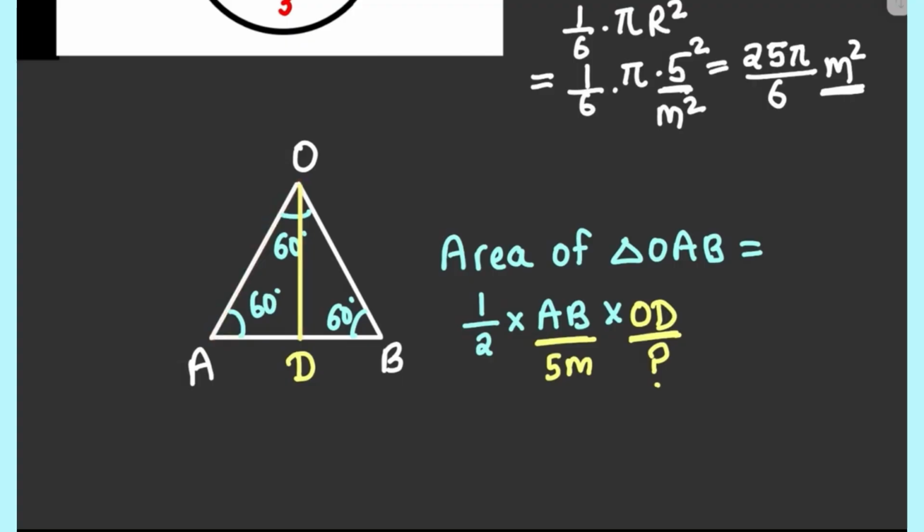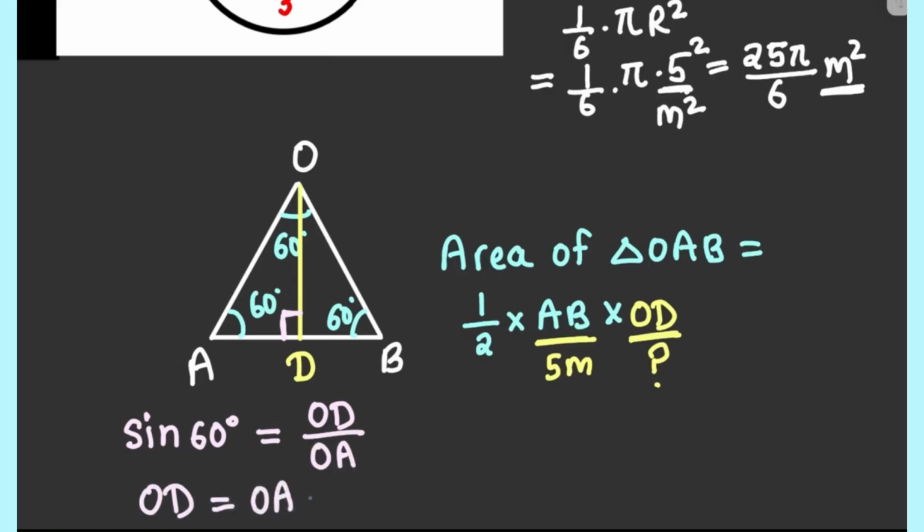What kind of triangle is it? This is a right-angled triangle. For a right-angled triangle, we can use basic trigonometry to find the height OD. So we know that sine of 60 degrees for triangle OAD, or we could have used the triangle OBD, doesn't matter, is equal to the opposite OD divided by the hypotenuse OA. From here, OD is equal to OA sine 60 degrees.